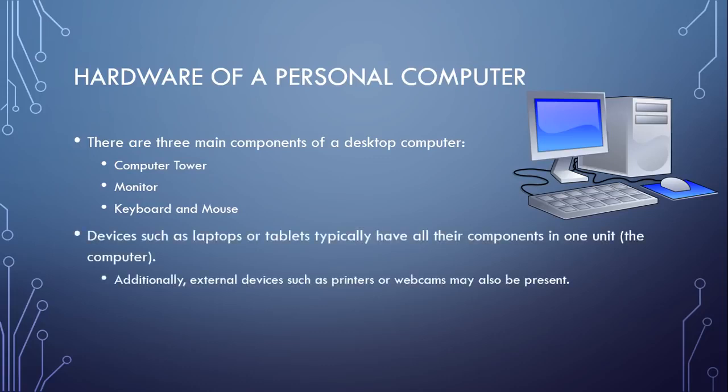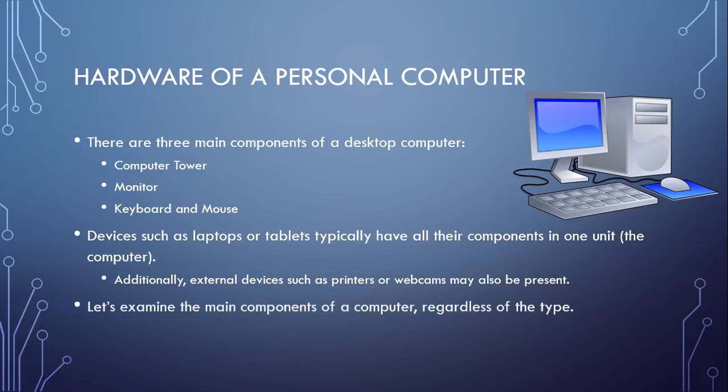Now, devices such as laptops or tablets will typically have all their components in one unit or the computer itself, because it's meant to be that way. Yes, they might be detachable, or you might have other things that you can attach to it, such as a wireless mouse, for example, but typically the computer is presented as is in a functional device. Additionally, external devices such as printers or webcams may also be present. So this goes for both laptops, tablets, desktops. You can hook what's called a peripheral up to the device in order to give it more functionality.